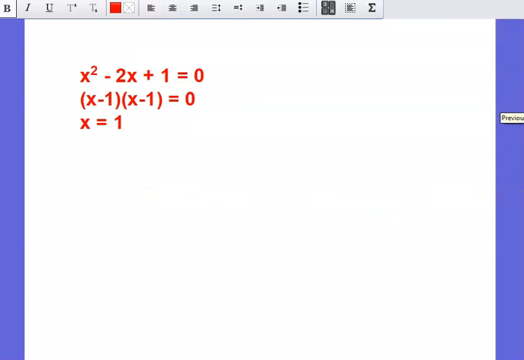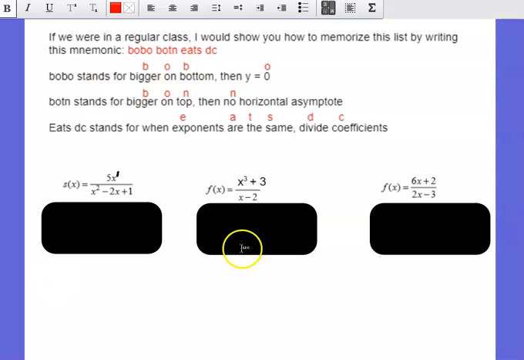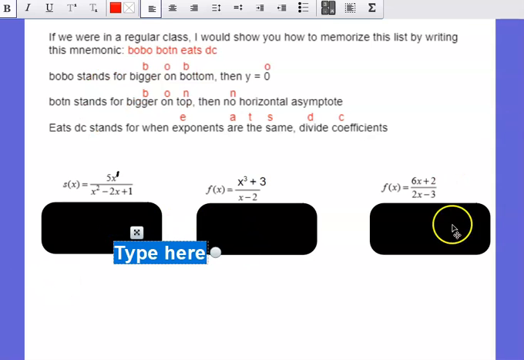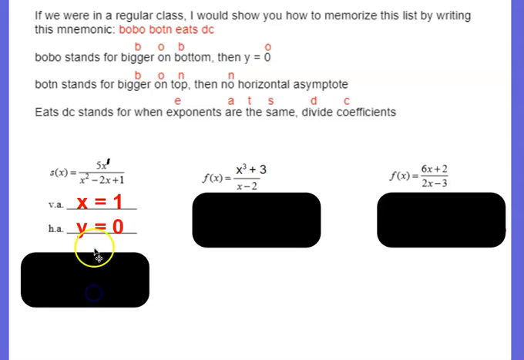So let's go back to the other page. The vertical asymptote is x equals 1. That's what I got when I solved my denominator. And my horizontal asymptote is y equals 0, and I got that from big on bottom, y equals 0.